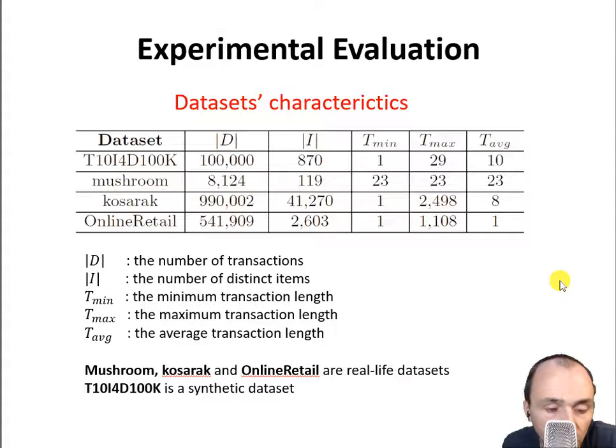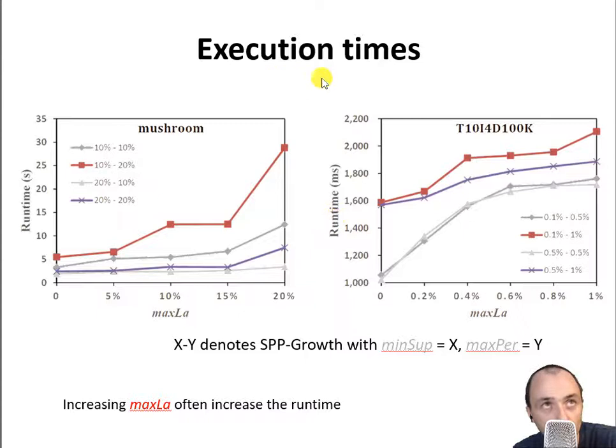Okay, so I want to talk to you about the experimental evaluation. We have 4 databases. The first one is a synthetic database. The second one is about mushrooms. It's not really relevant for periodic patterns, but it's just to test on different kinds of data. The third one is about clicks on a web page. And the fourth one is more interesting. It's about shopping: what do people buy in a supermarket? All these databases have different characteristics to see how the algorithm behaves on different kinds of data. First, we did some experiments to evaluate the runtime of the algorithm.